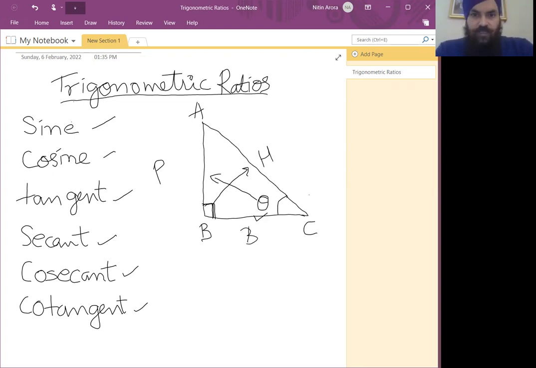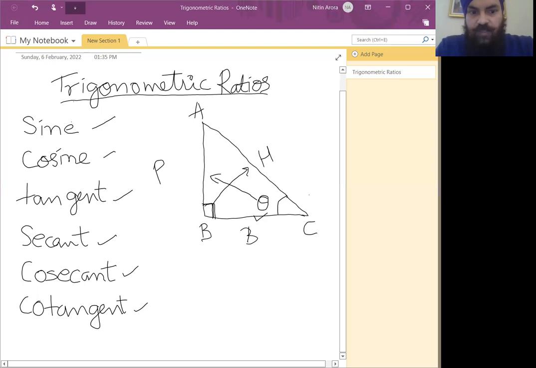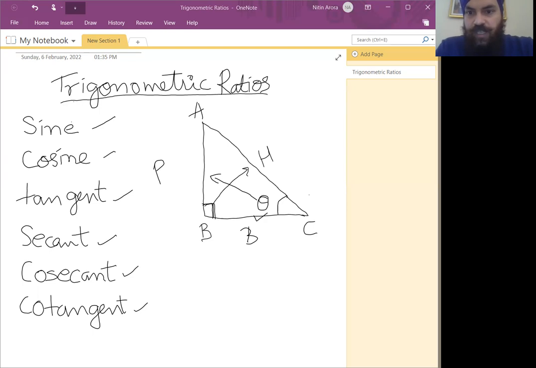Now we are going to define these ratios, first sine. To understand and learn these ratios, we have a very simple chart that I'm going to demonstrate. Starting from sine, the ratio of any given angle is defined as the ratio of perpendicular to the hypotenuse.